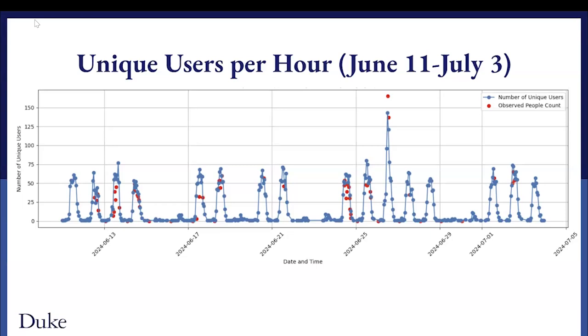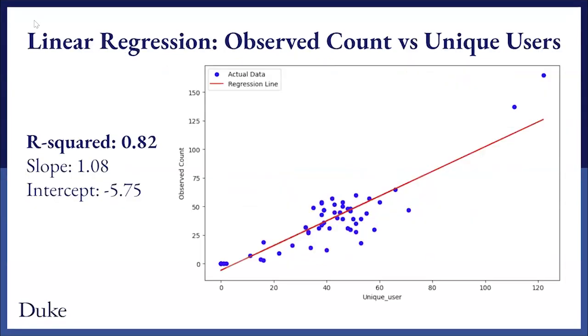What we wanted to do first was see how strong the relationship was between the number of people counted and the number of unique users. And second, we wanted to see how much variability we could describe using our models. To answer the first question, we started with some basic linear regression models. The first one that looked the most promising was the unique users, and we received an R-squared value of 0.82.